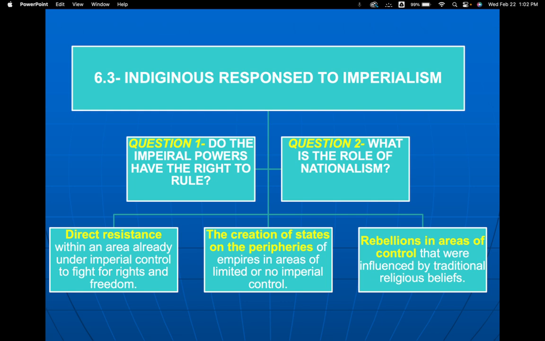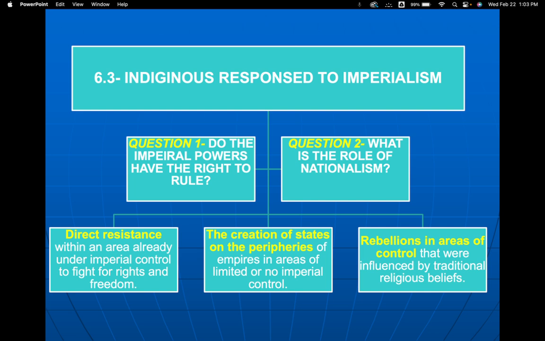Then we have the third way. These are rebellions or resistance, but these are heavily influenced by traditional religious beliefs. When you look at this category, you're looking at the Xhosa cattle-killing movement, you're looking at the Ghost Dance, and you're also looking at the Mahdist revolt. These are all religiously based revolts, which were designed to promote a nationality to rule themselves.